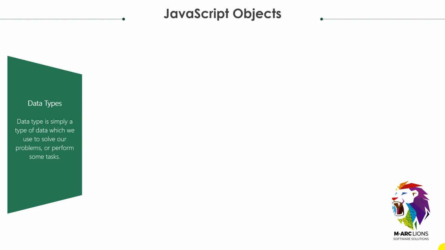Now moving toward objects. What are objects in JavaScript? JavaScript objects are written with curly braces. As you saw in the previous example, you wrote arrays with square brackets, but this time you are going to declare objects with curly braces. Here braces means brackets, and you can call them parentheses as well.